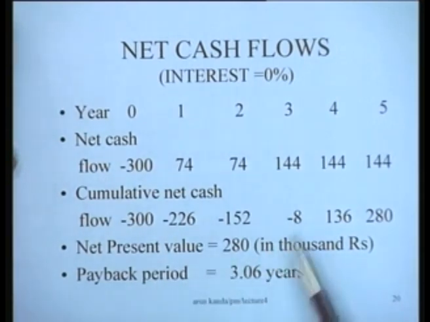And the payback period, which is between this and this, can be estimated by linear interpolation once again to 3.06 years. So this is the value that we obtain with 0% rate of interest.